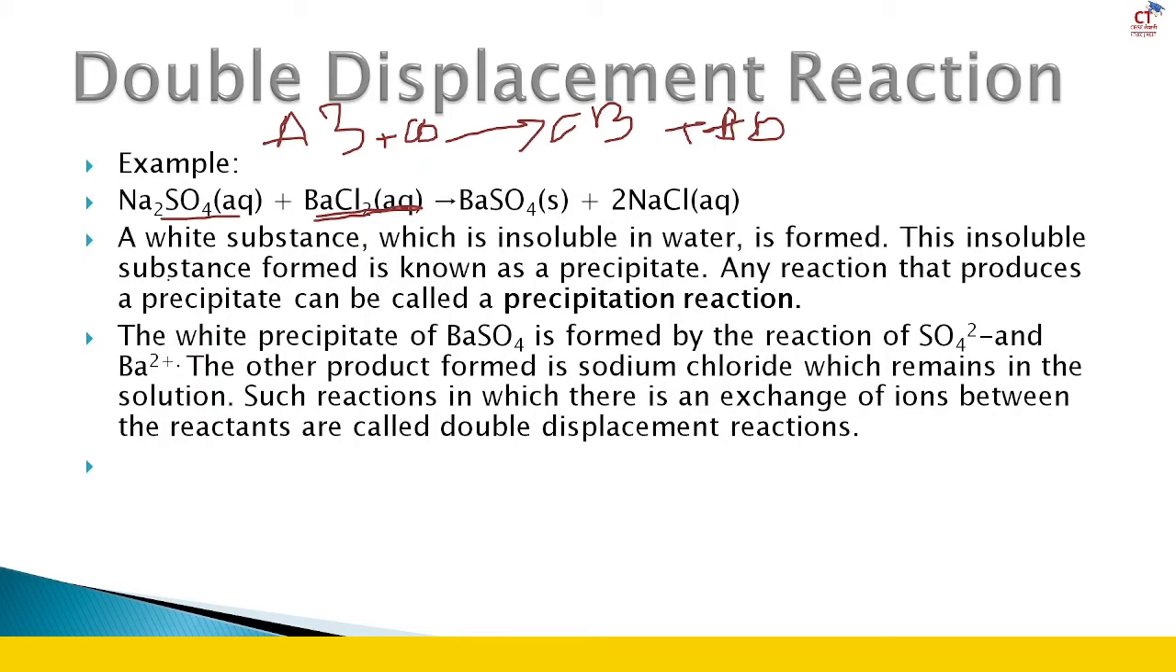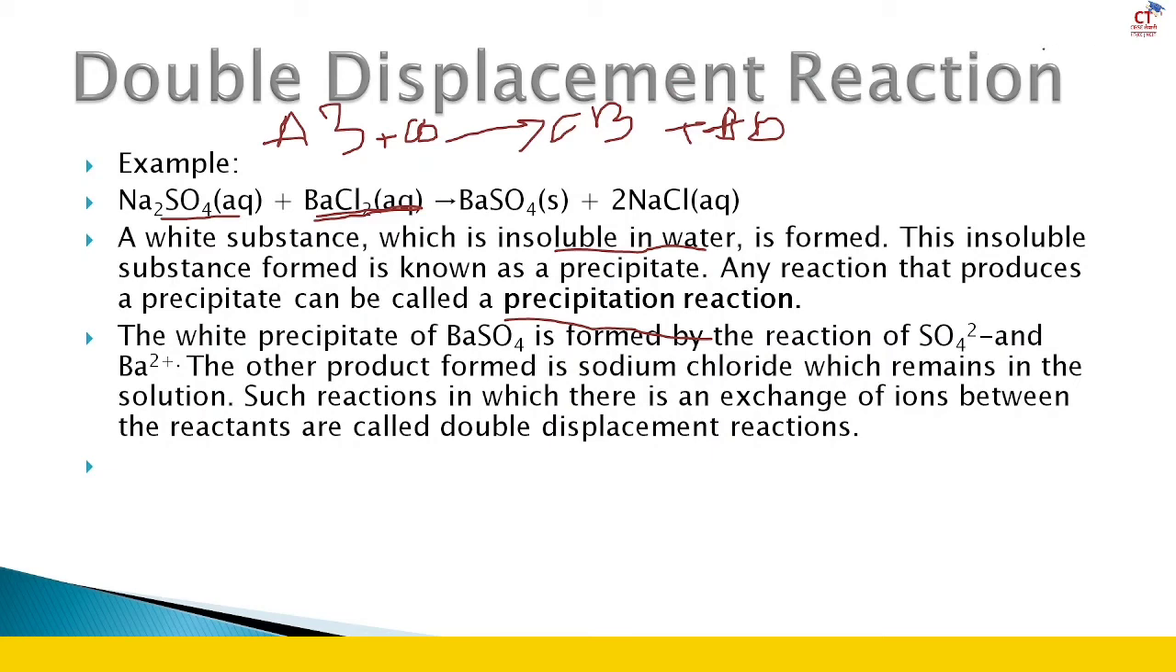In this example, we have sodium sulfate plus barium chloride, which results in the formation of barium sulfate and sodium chloride. In the reactants, what did we have? We had sodium sulfate and barium chloride. And in the results, what do we have? We have barium sulfate plus sodium chloride. That is, the chloride from the barium chloride has gone and attached to the sodium, and the sulfate from the sodium sulfate has gone and exchanged with the barium to form barium sulfate. This is an example of a double displacement reaction, and in this reaction a white insoluble substance is formed, which is known as a precipitate, and this reaction is known as a precipitation reaction.